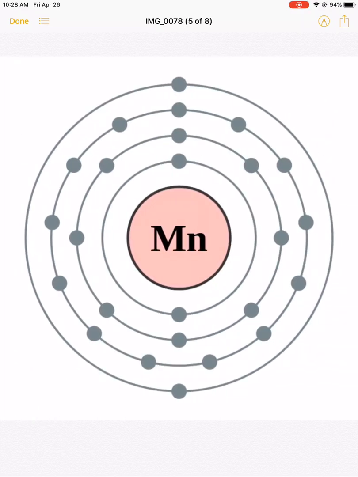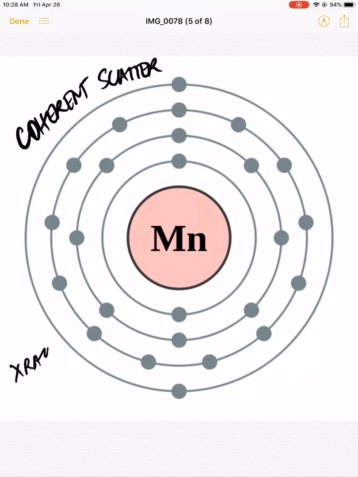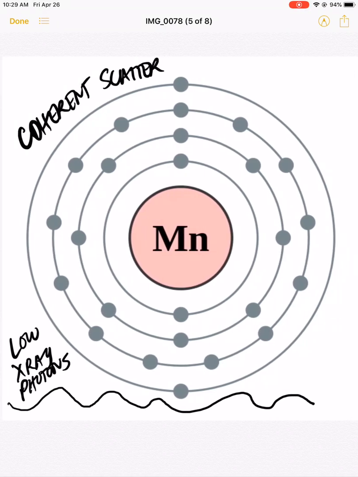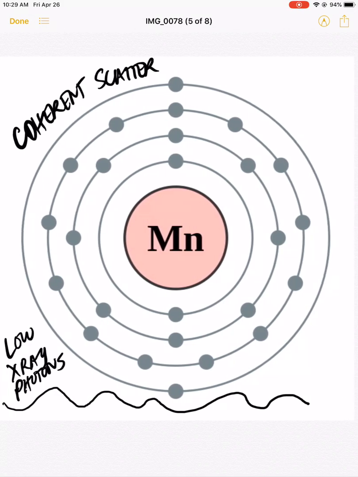The next one is called coherent scatter. Now, it only occurs with low energy X-ray photons. Low energy photons won't have a high frequency. And it really doesn't do anything except cause the electron to excite or vibrate.